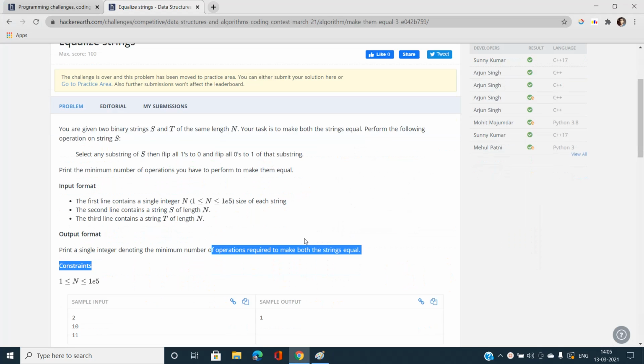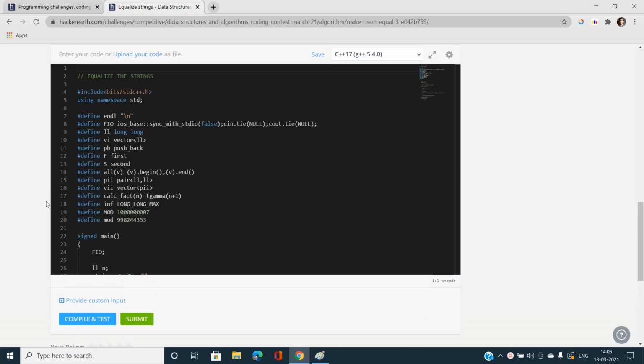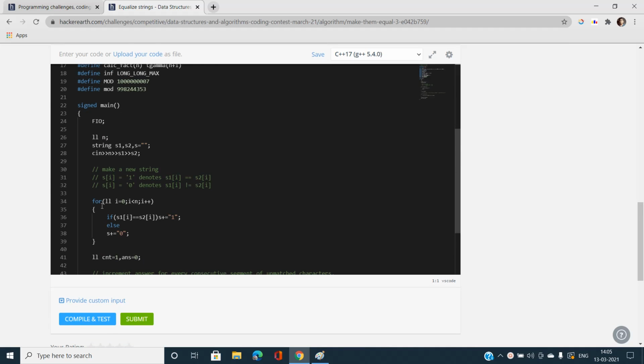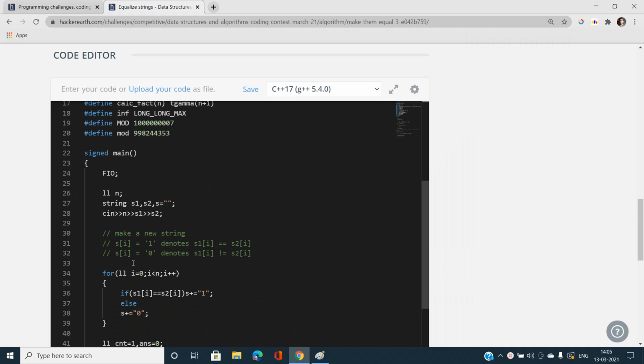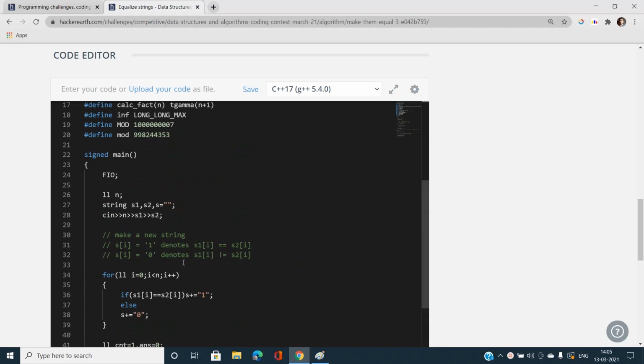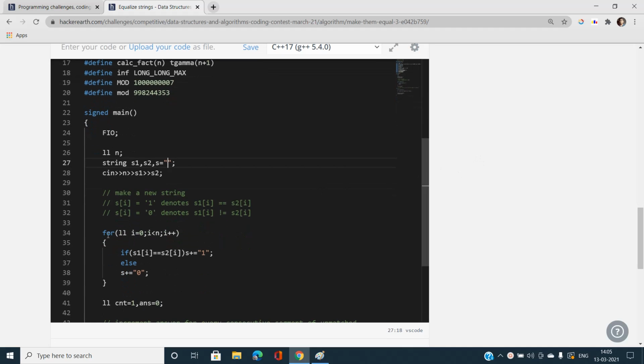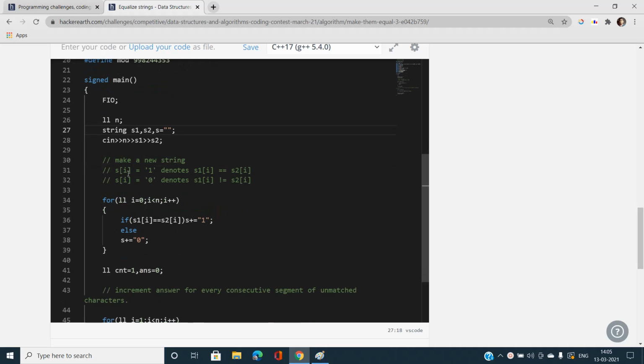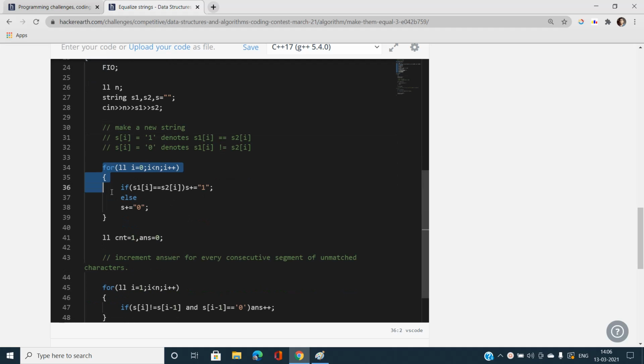So what I have done here is, I have taken n and then s1 and then s2, and I have declared a string s, which should be our new string. So I am going to make a new string such that s of I is 1 when s1 of I is exactly equal to s2 of I, and s of I will be 0 if s1 of I is not equal to s2 of I. Now I am going to iterate up to the length n of the strings. If s1 of I is exactly equal to s2 of I, append 1, otherwise append 0.